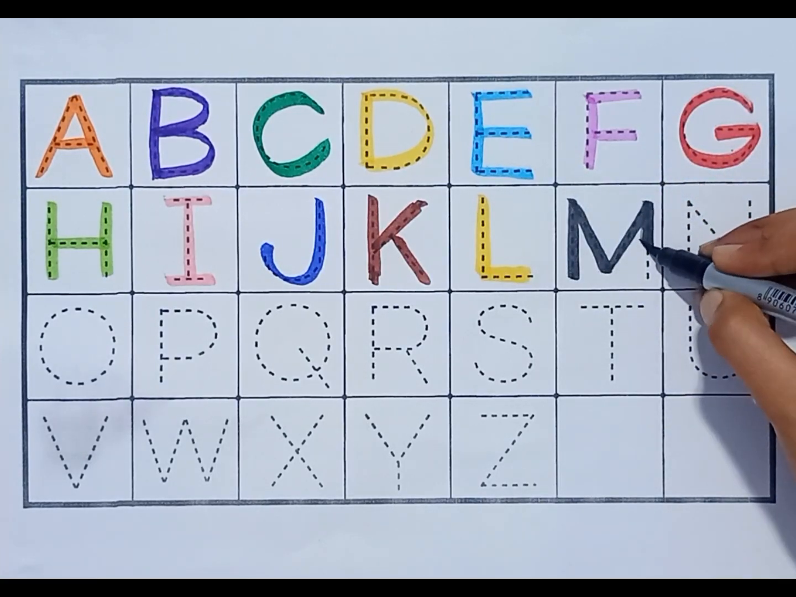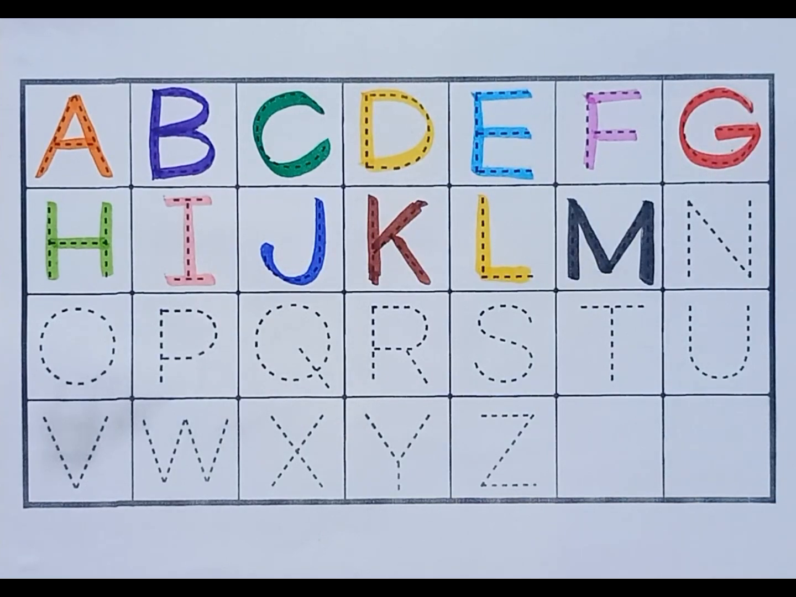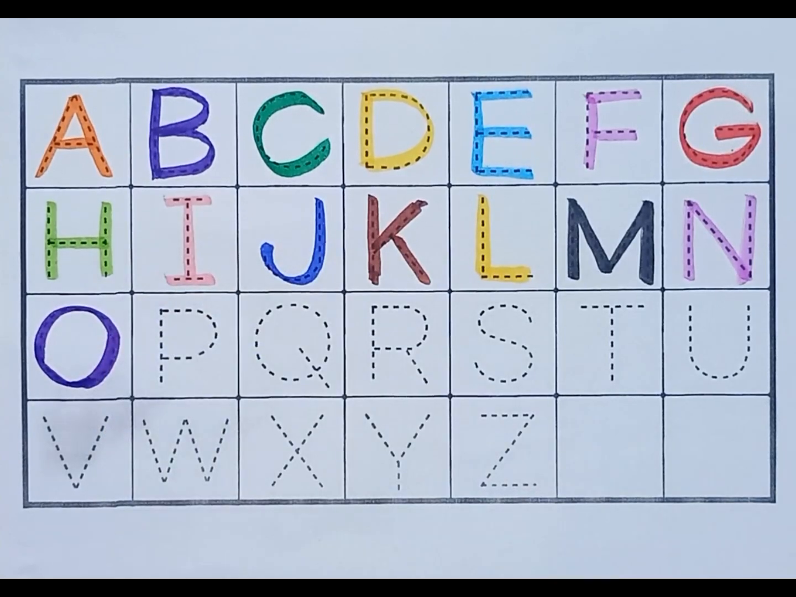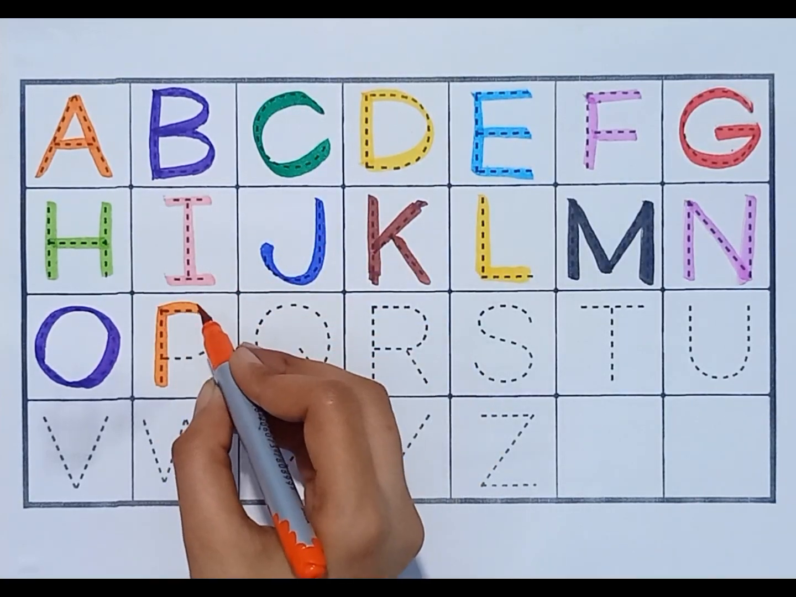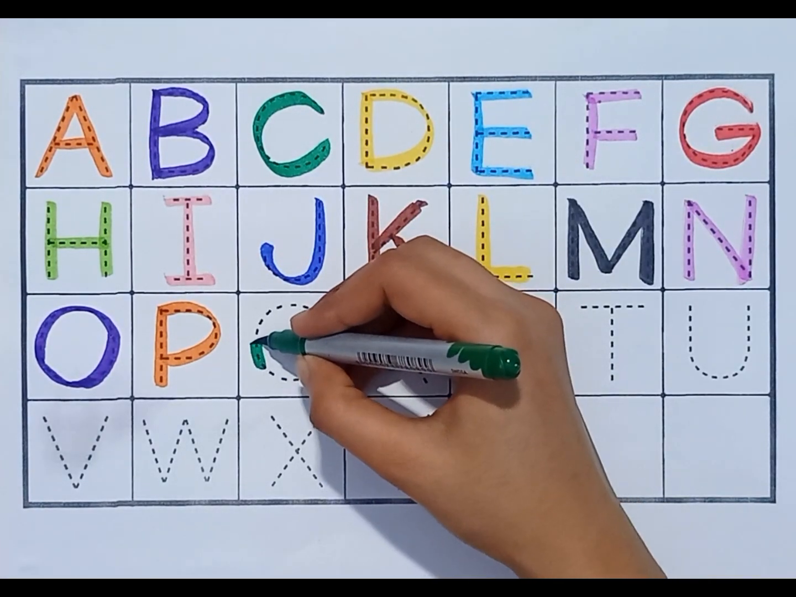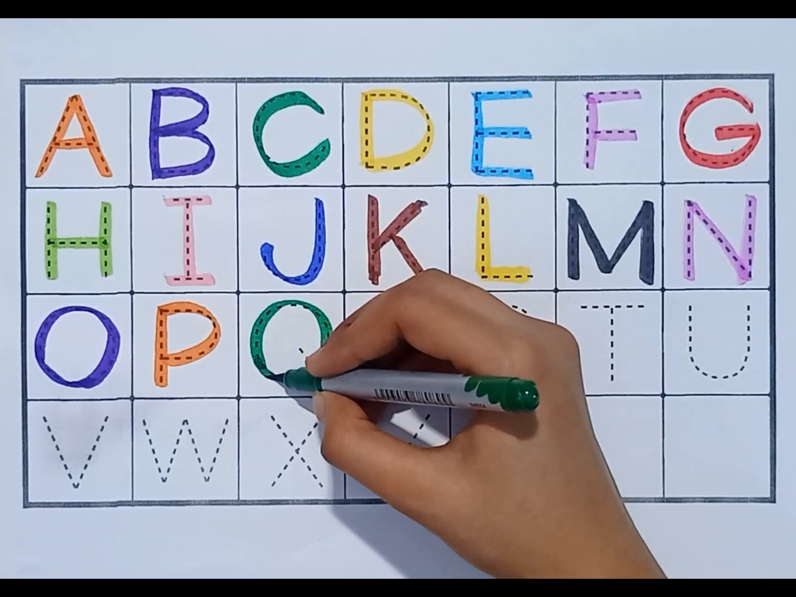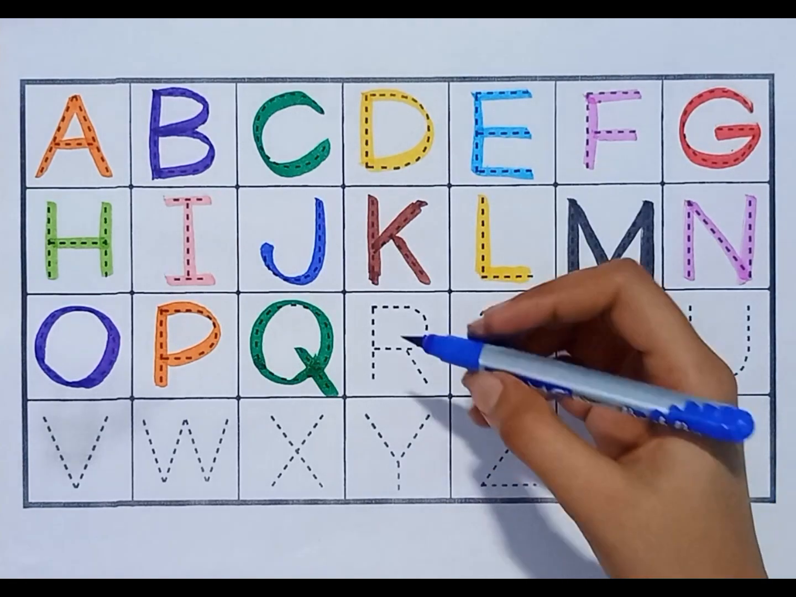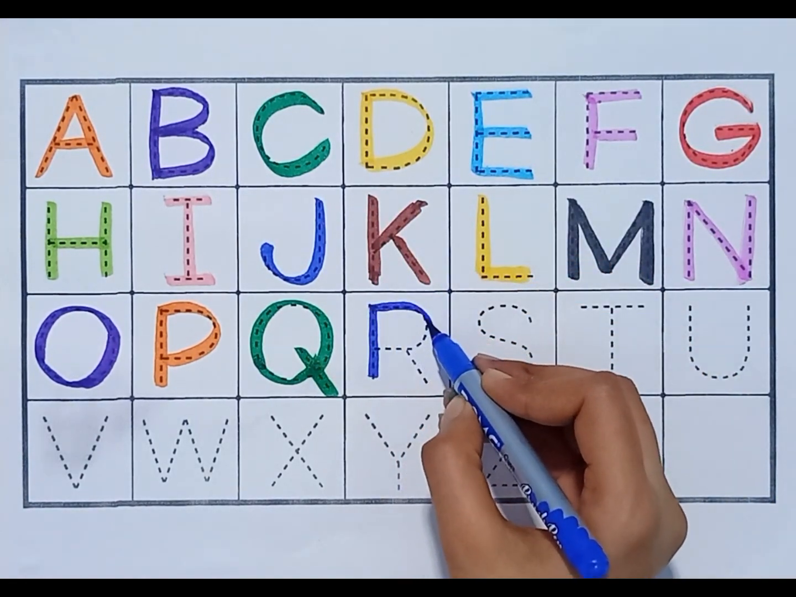M for mango. N for nose. O for orange. P for parrot. Q for queen. R for rose.